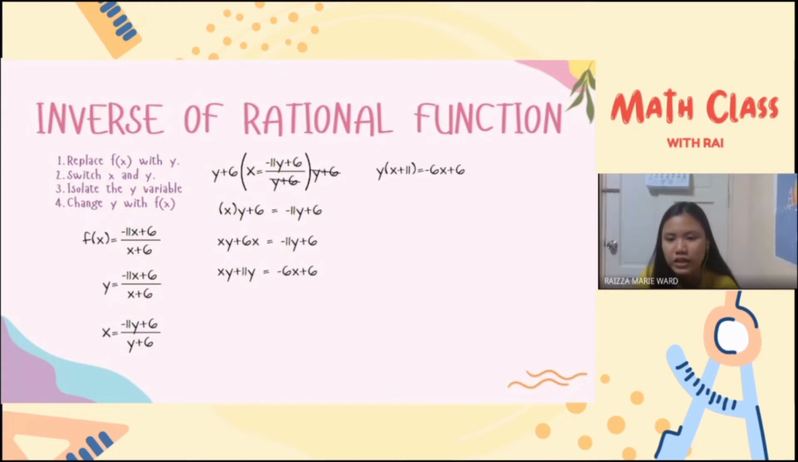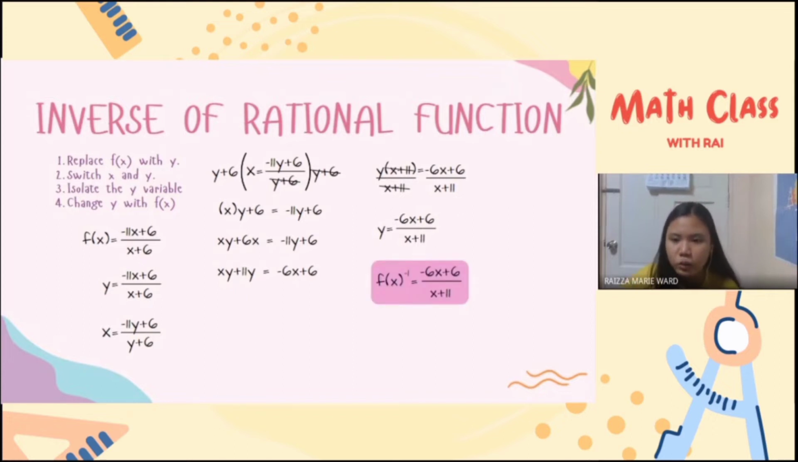Since ang goal natin is to isolate y alone, ilalabas natin siya, bali magiging y times (x + 11) is equals to -6x + 6. Then, para mawala si x + 11 sa left side, i-divide natin both sides sa x + 11. Cancel x + 11 sa numerator and denominator sa left. Ang matitira is y is equals to (-6x + 6) over (x + 11). Now that we are finished sa third step, we will proceed on the fourth and last step, which is to write the answer by changing y to f^-1(x). And that will be our final answer.